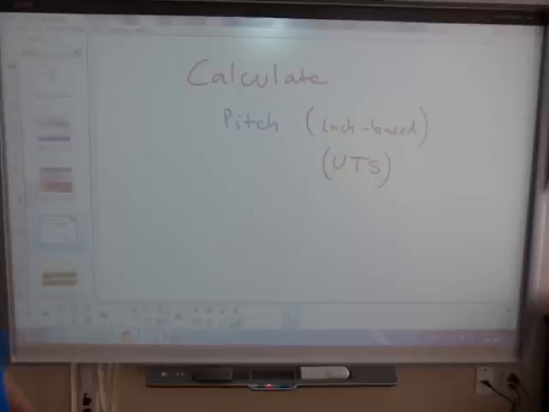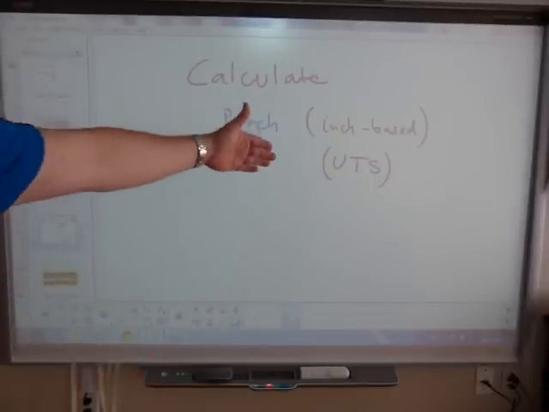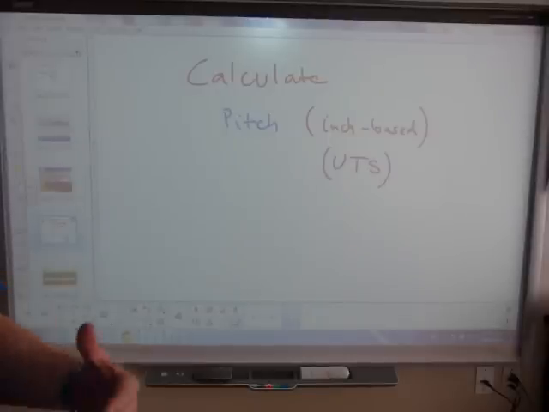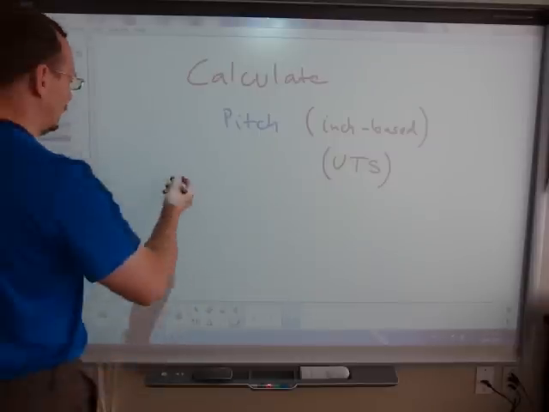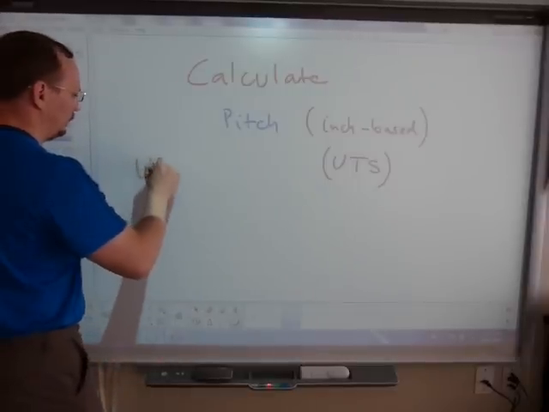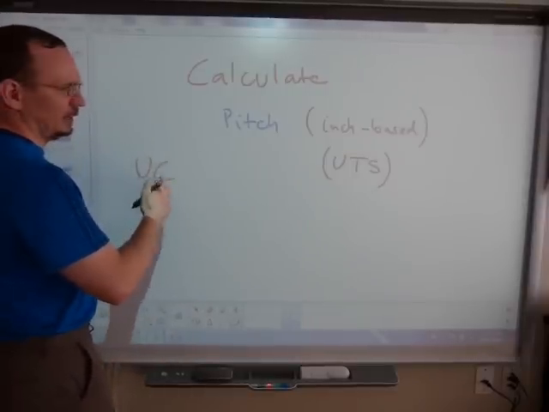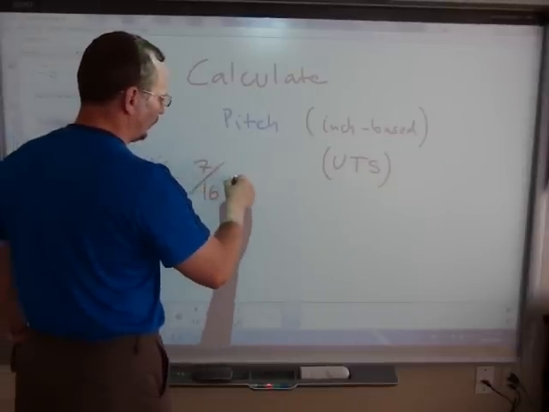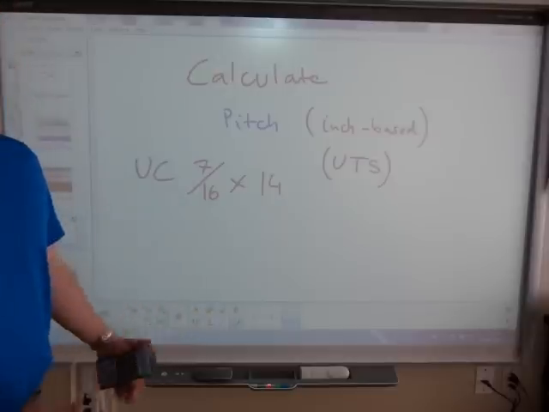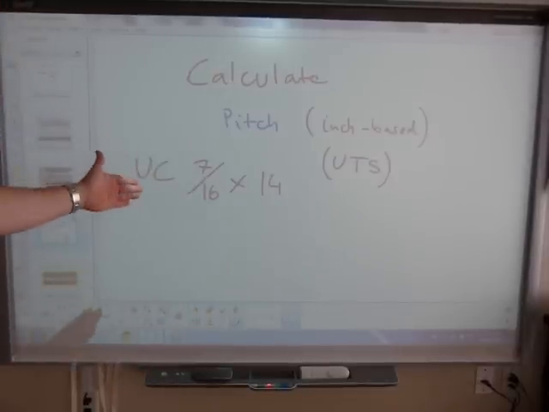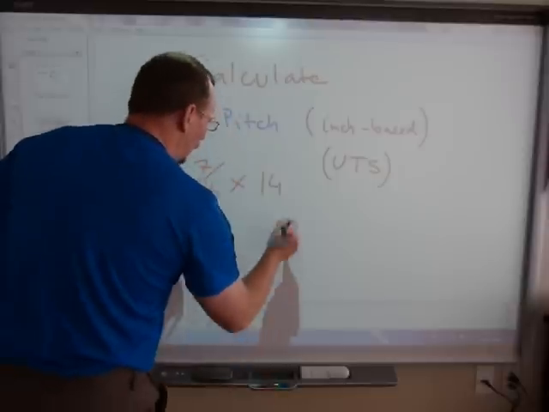For inch-based screw threads in the UTS, Unified Thread Standards, you have to calculate pitch. Pitch is not part of the thread designation. For example, you might have a thread designation, say Unified UTS Coarse, how about 7/16 by 14, there's your thread designation. Okay, pitch is not part of it. Pitch needs to be calculated.